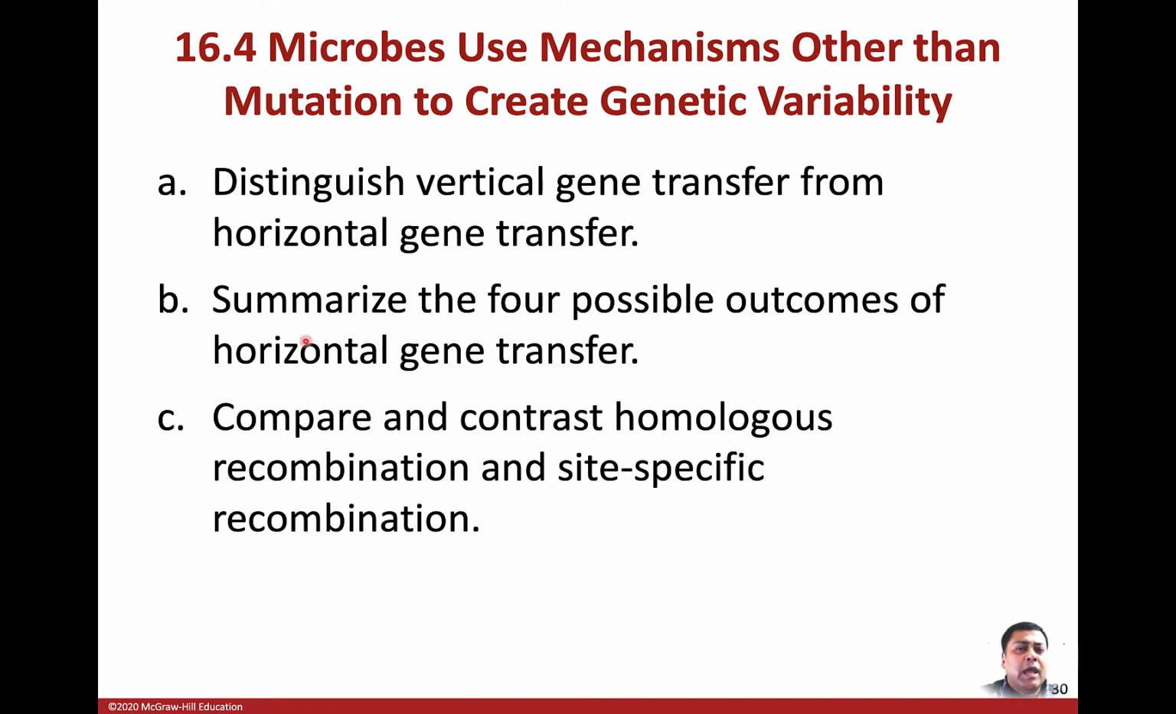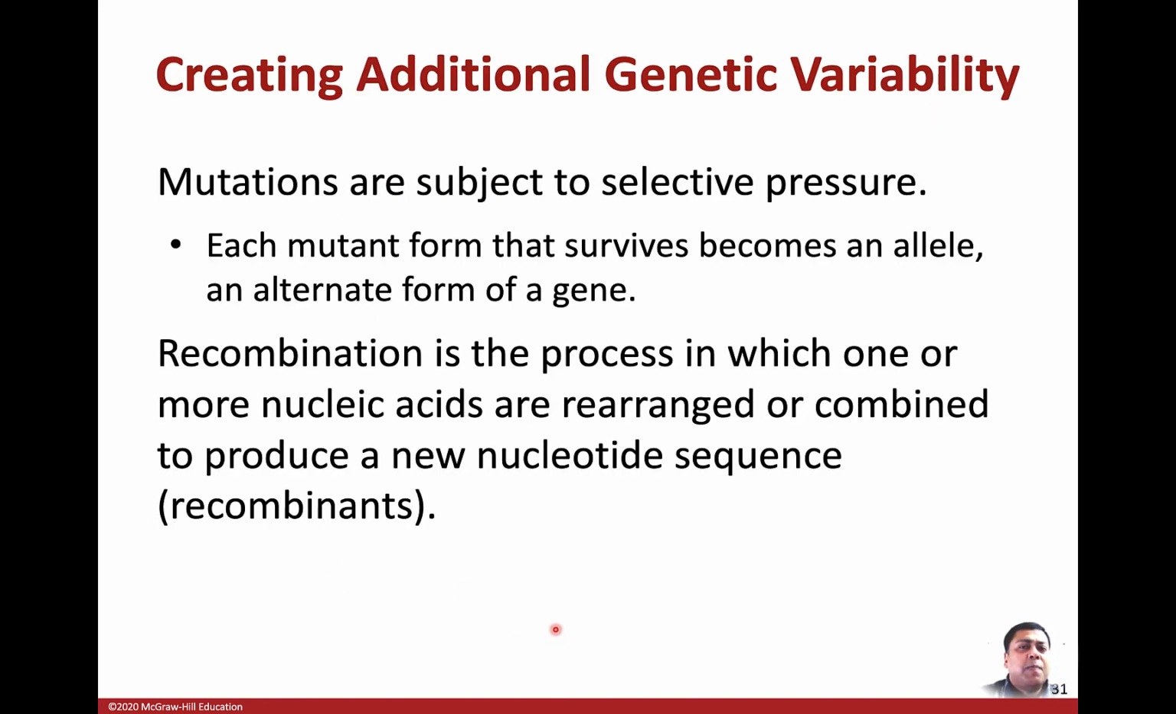And we are going to look at horizontal gene transfer and the different processes of that. So remember that bacteria don't have any sexual reproduction, so there is no vertical transfer. There is no mixing of the parental genomes, and that's the reason there is no crossover, no meiosis, and only horizontal gene transfer from one bacteria to the other. And all these mutations are subjected to selective pressure, and each mutant form that survives becomes an allele, an alternate form of that gene, that we know from our basic definition of genetics.